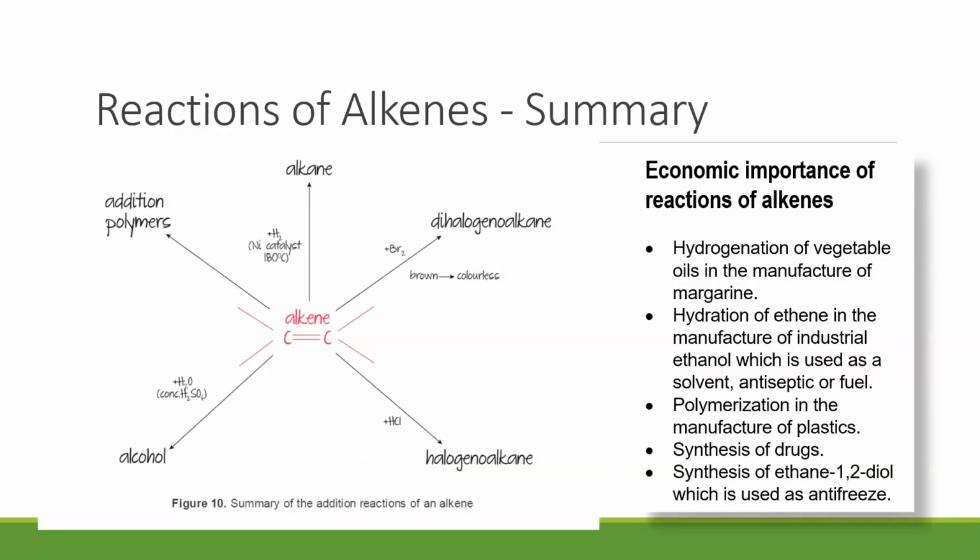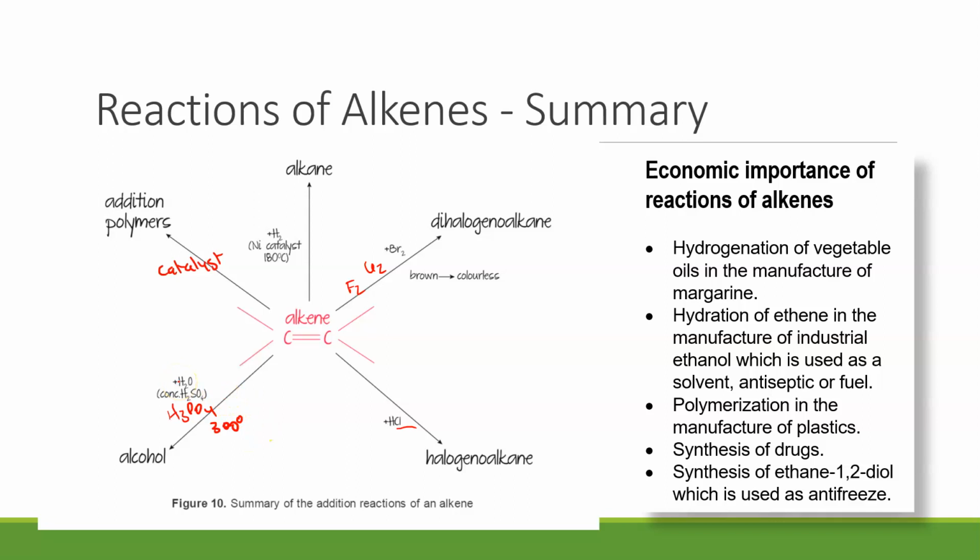So, in summary, the reactions of the alkenes that we need to know: we have addition polymerization, which will require a catalyst and monomers, the hydrogenation with H2 and a nickel catalyst, dihalogenoalkanes, so adding Br2, Cl2, F2 will give us a dihalogenoalkane, non-symmetrical monosubstituted halogenoalkane using our hydrogen halides, and then we can also form alcohols using H2O and either conc H2SO4 or H3PO4 at 300 degrees C, with water being steam.